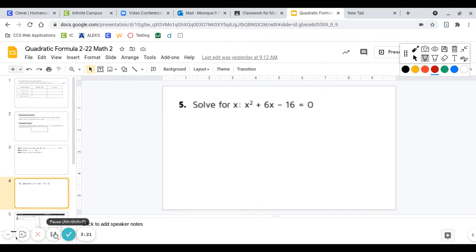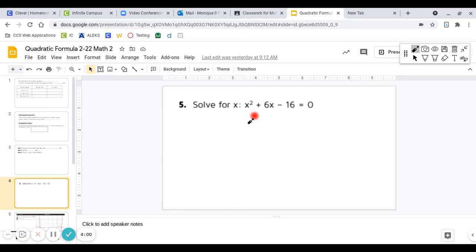We're going to look at our first example. It says solve x squared plus 6x minus 16 equals 0. So think back to step 1. Step 1 said make sure that it's in standard form. So here we see the greatest exponent 2 is first, and then x with an exponent of 1 would be here, and then x with an exponent of 0, or no x, would be here. So yes, it is in standard form.